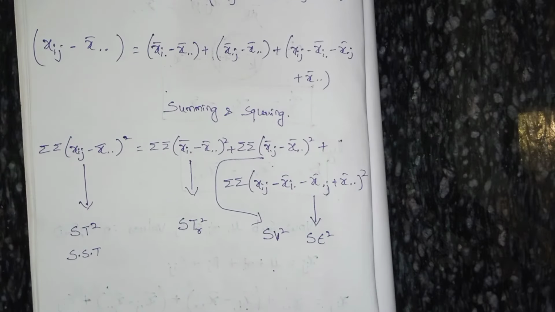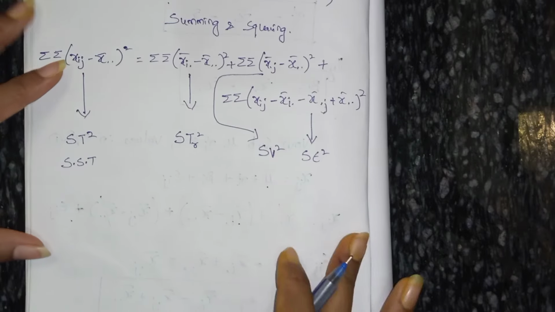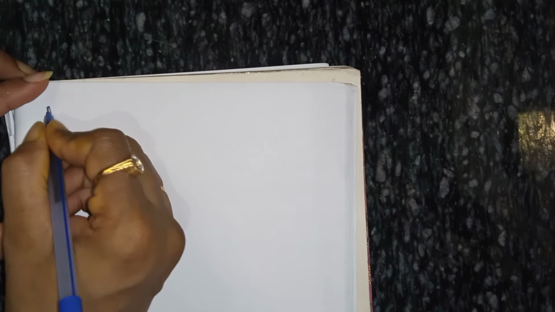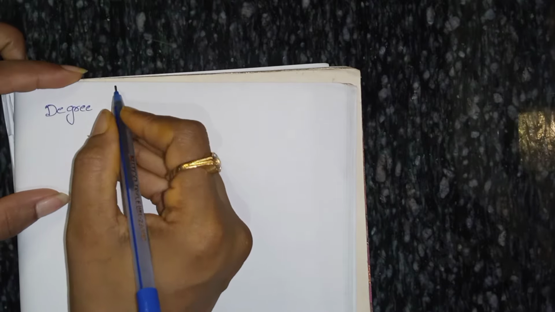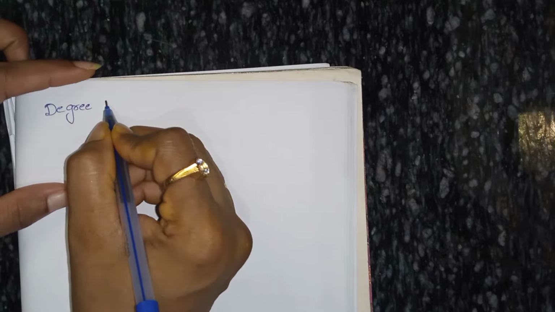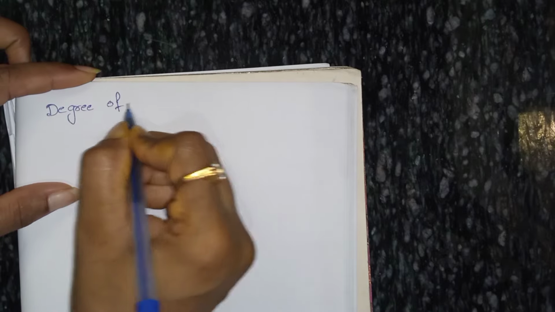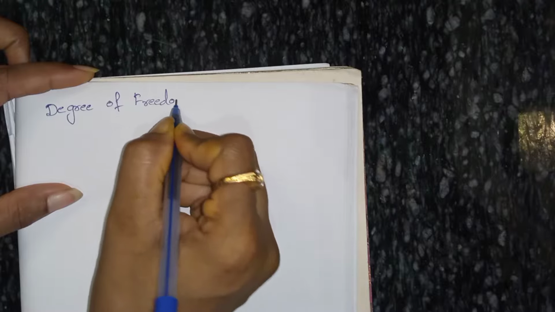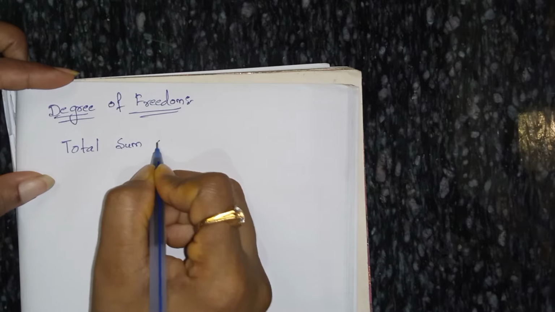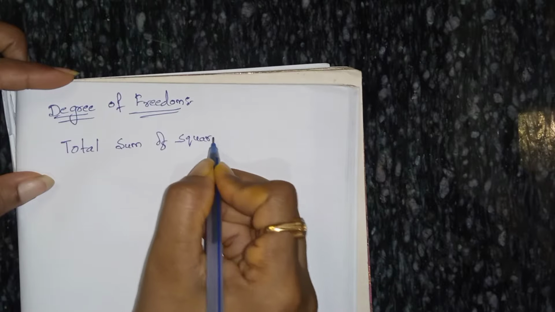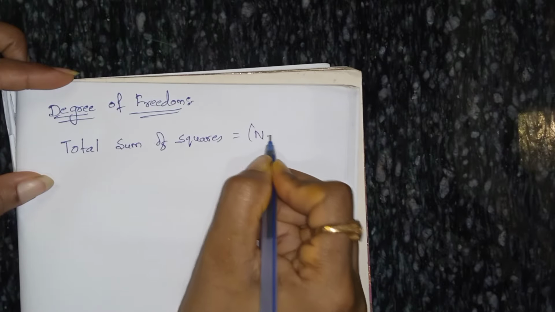Okay. So now we are going to write the degrees of freedom and also mean sum of squares. First we are going to write the degrees of freedom. This is a very important question. Definitely you will get it in your SEM exams. So degrees of freedom. First one, total sum of squares equals capital N minus 1.